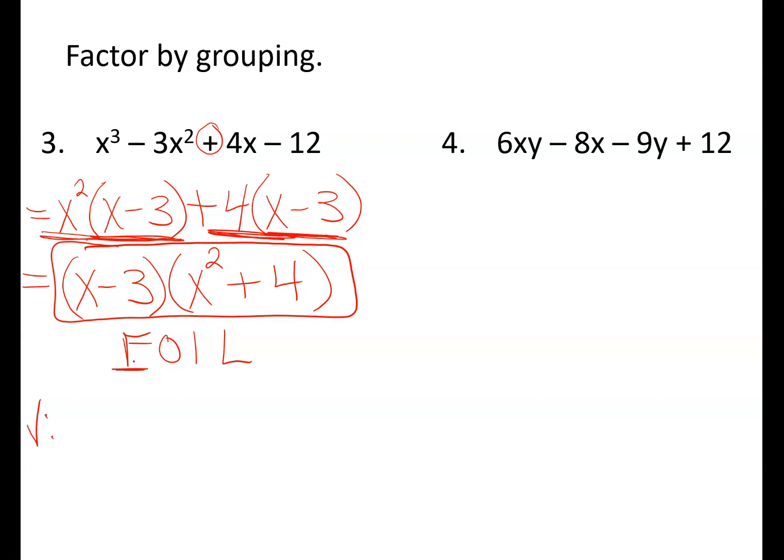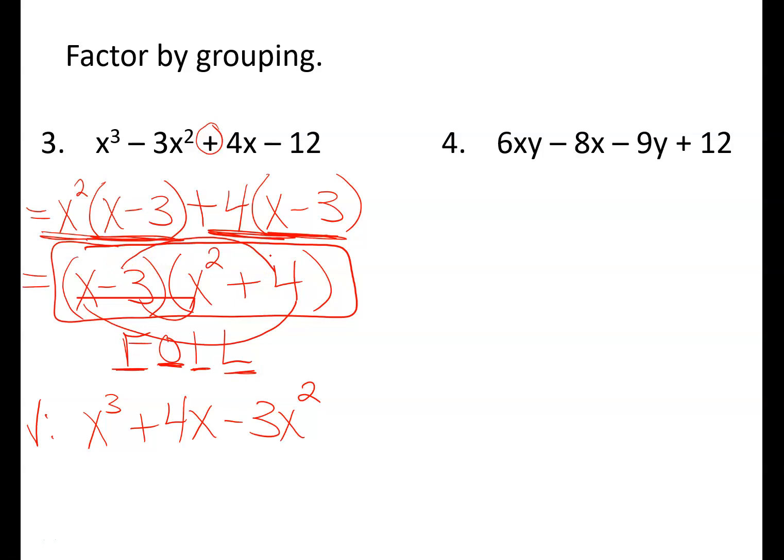F for first is the x times the x squared, and that would give me x cubed. O is for outside. That would be the x times the 4, so a positive 4x. I is for inside. We multiply the negative 3 times the x squared. And L is for last, would be the negative 3 times the positive 4.